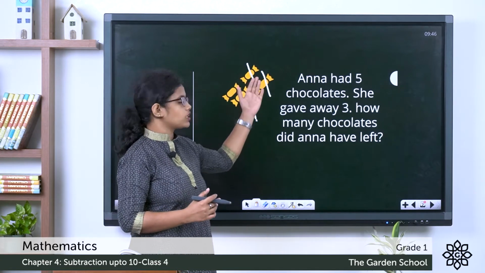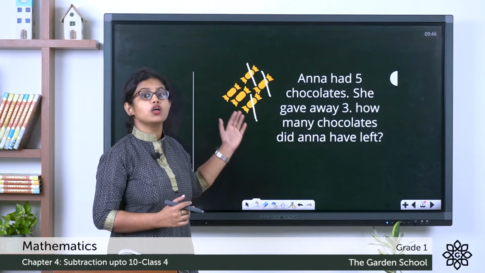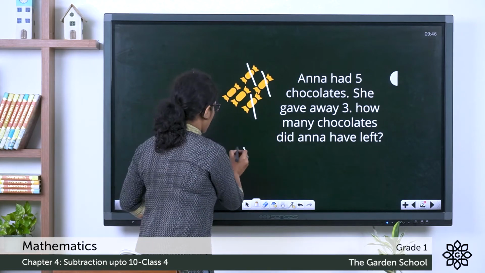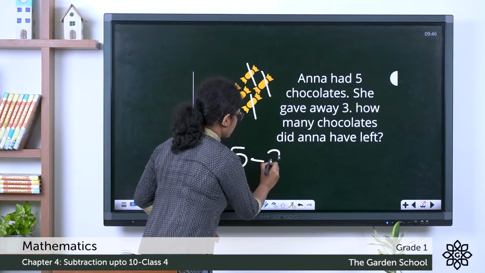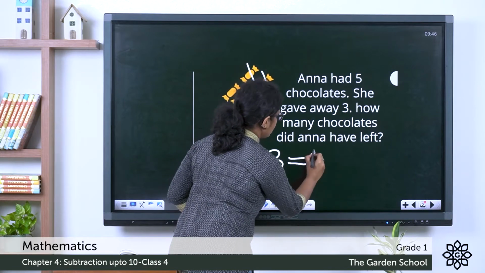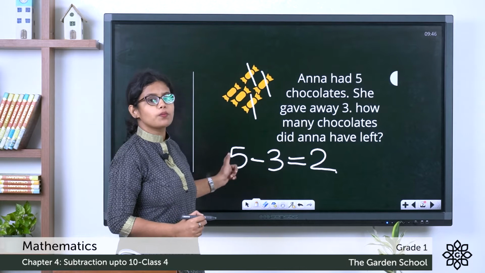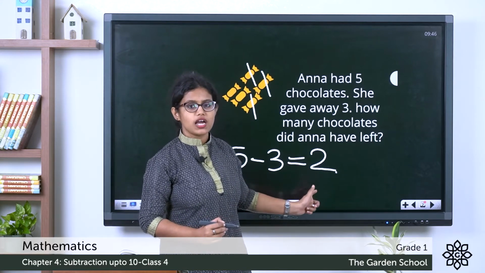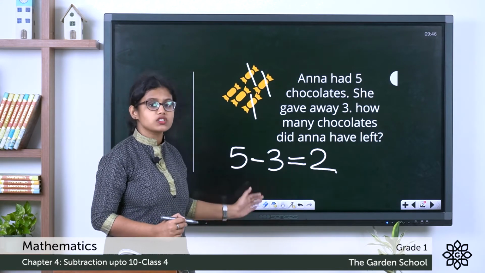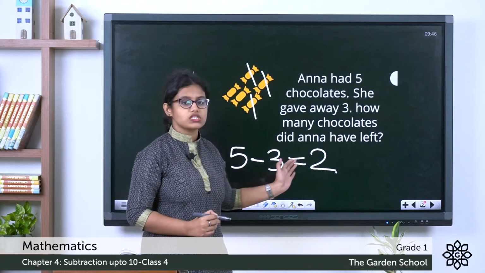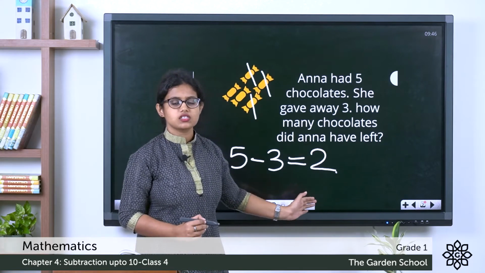So, she gave away 3. So, how many left with Anna? 2. So, 5 minus 3 equals 2. When you take away 3 from 5, you get the answer as 2. You subtract 3 from 5. What is the answer you get? You get the answer 2.